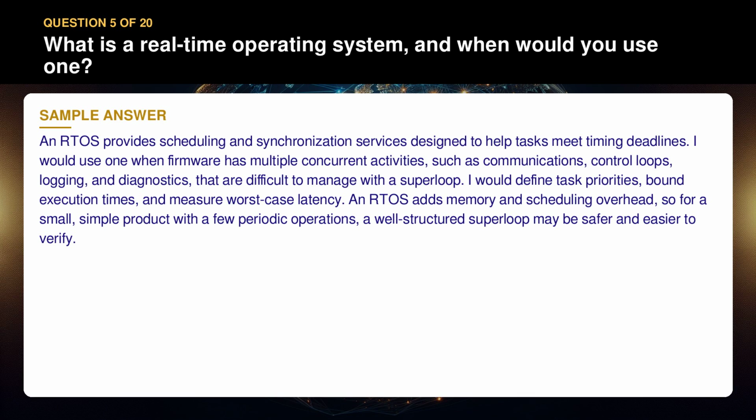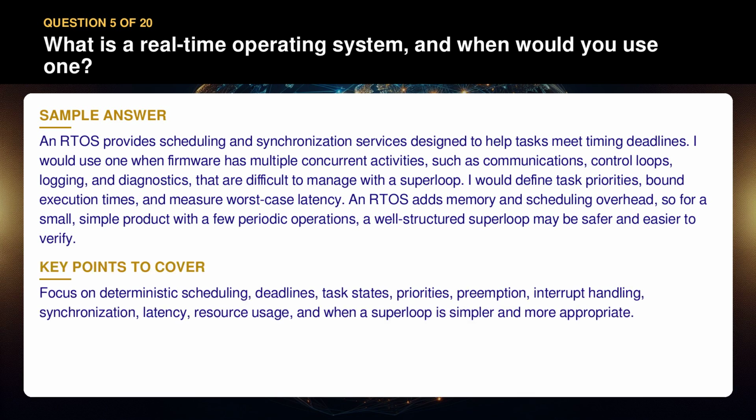I would define task priorities, bound execution times, and measure worst-case latency. An RTOS adds memory and scheduling overhead, so for a small, simple product with a few periodic operations, a well-structured superloop may be safer and easier to verify. Focus on deterministic scheduling, deadlines, task states, priorities, preemption, interrupt handling, synchronization, latency, resource usage, and when a superloop is simpler and more appropriate.